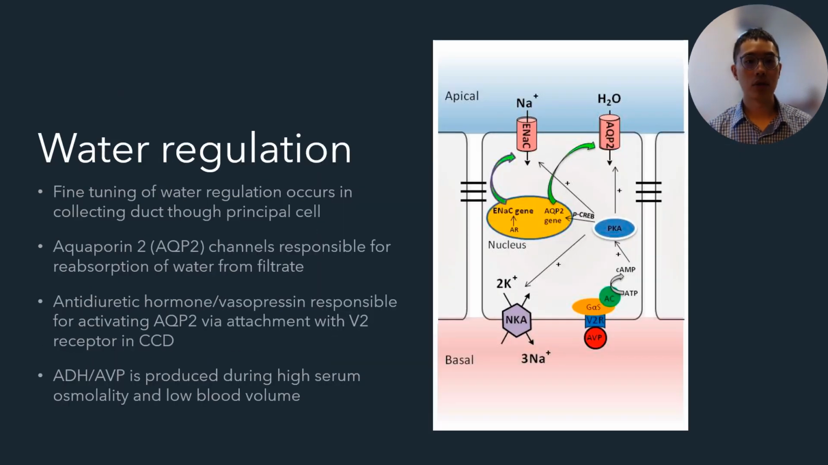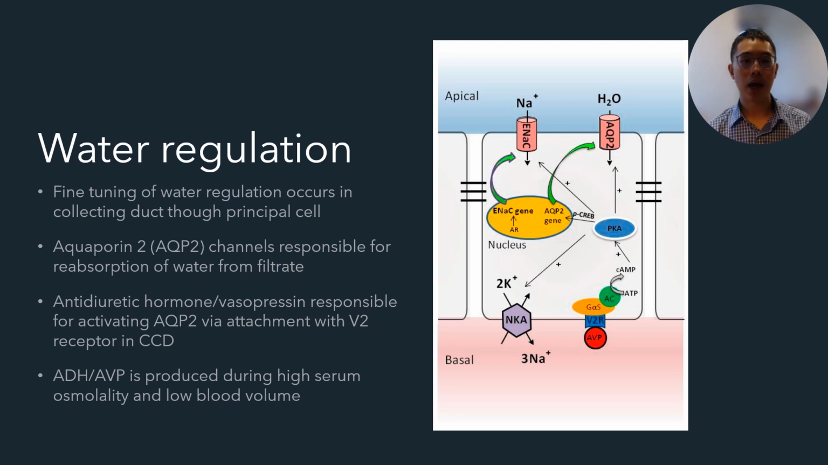Let's take a closer look at where ADH acts on the principal cell in the cortical collecting duct. The ADH or AVP molecule attaches to the V2 receptor on the basolateral side of the cell. This stimulates intracellular responses that eventually lead to the production and translocation of the aquaporin 2 channel, or AQP2, that are ultimately responsible for allowing water to quickly enter the cell and be reabsorbed from the filtrate.